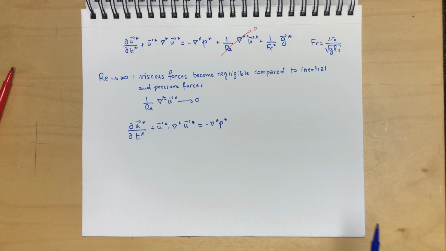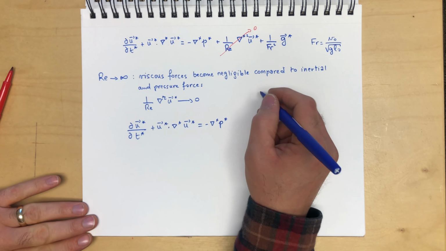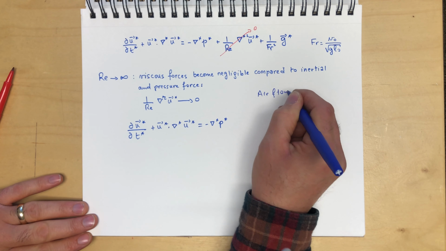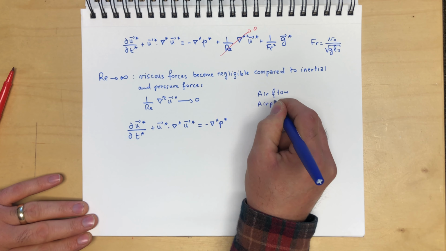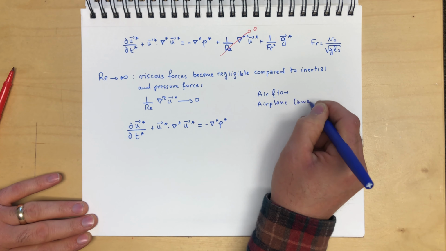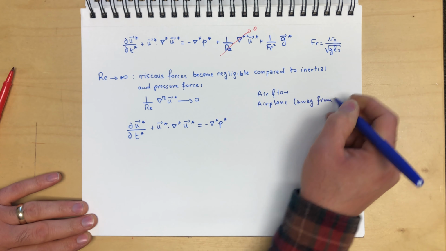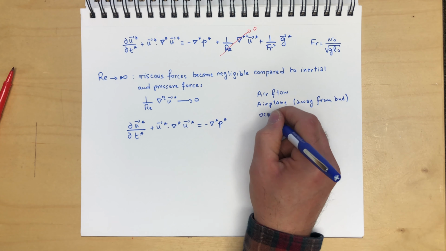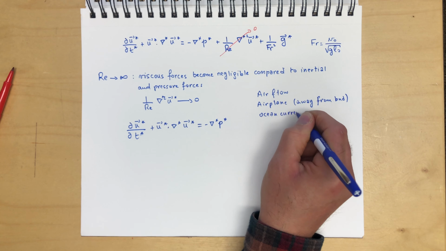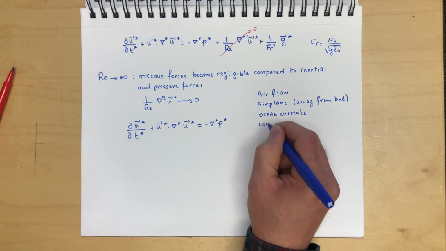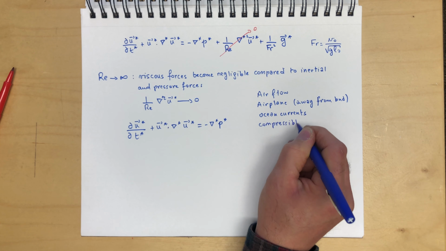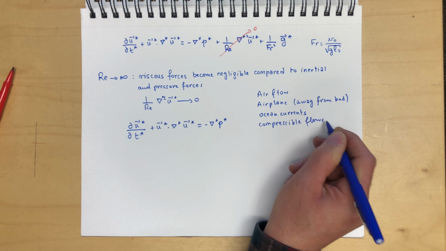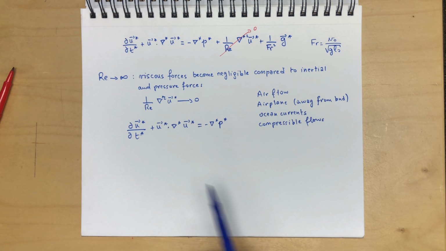Could be assumed to behave in this manner. Okay, so certainly when the viscosity is very small, the Reynolds number also becomes very large, and then therefore this term starts disappearing. So this is very valid for airflow, airplanes, away from boundary, etc. But ocean currents can sometimes be approximated this way, ocean currents, compressible flows, okay? And this gives us the Euler equations.